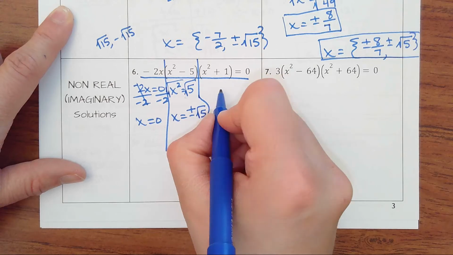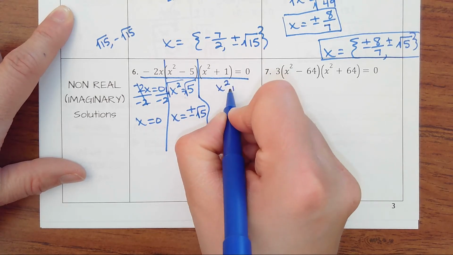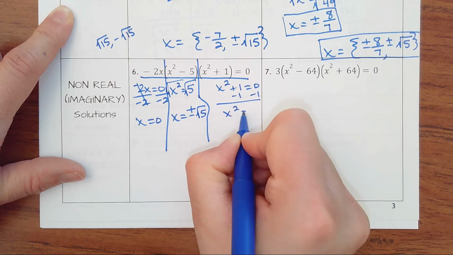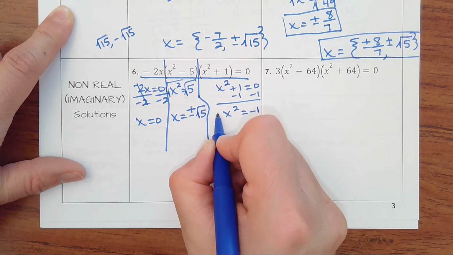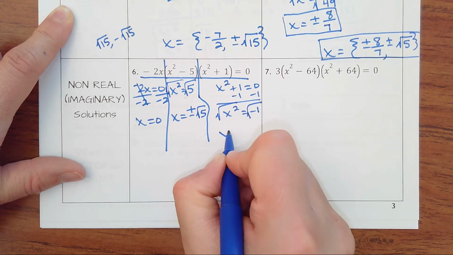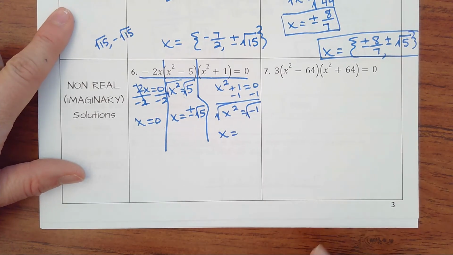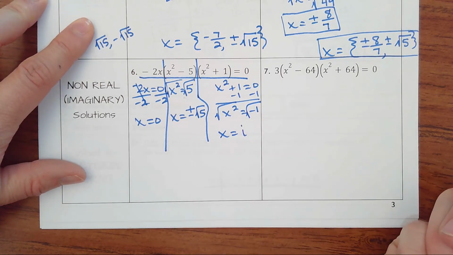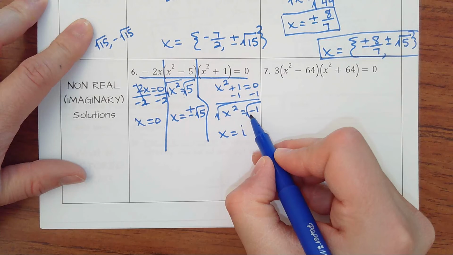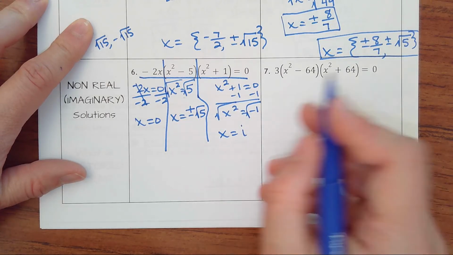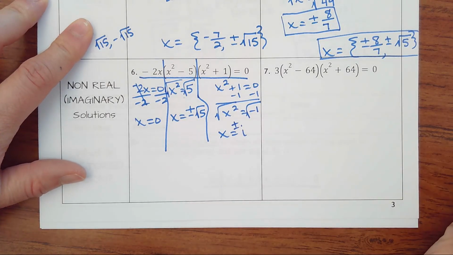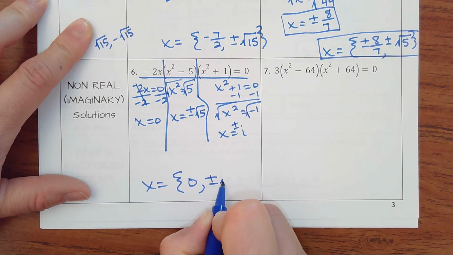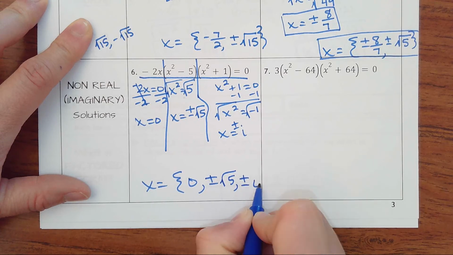And then this one, since it's x squared plus 1 equal to 0, you're going to subtract 1, making it x squared equals negative 1. Then I would have to square root both sides. Square and square root cancel to give me x. Square root of negative 1, that is the definition of what i is, right? Square root of 1 is 1, but since it's a negative, it makes it imaginary, so it's just plus or minus i. So my solutions in any order are 0, positive and negative square root of 5, positive and negative i.